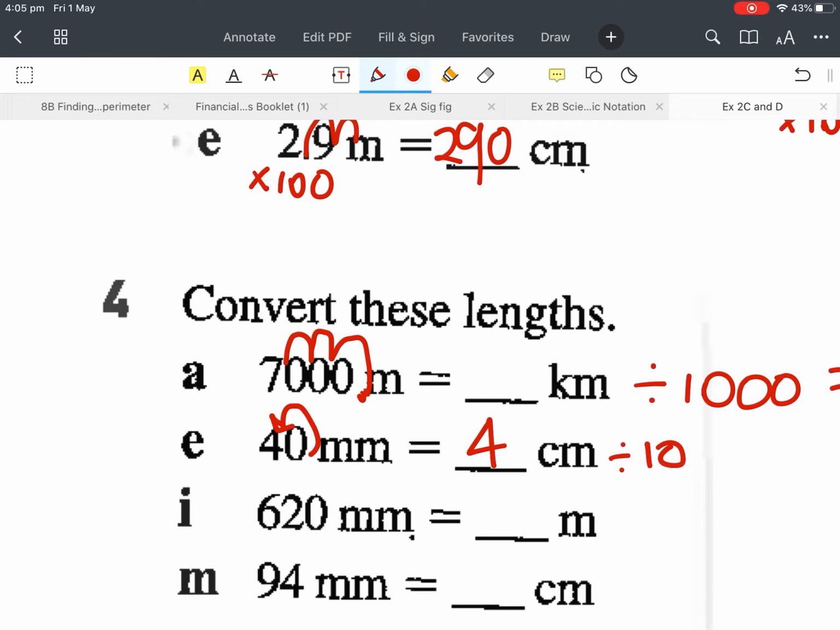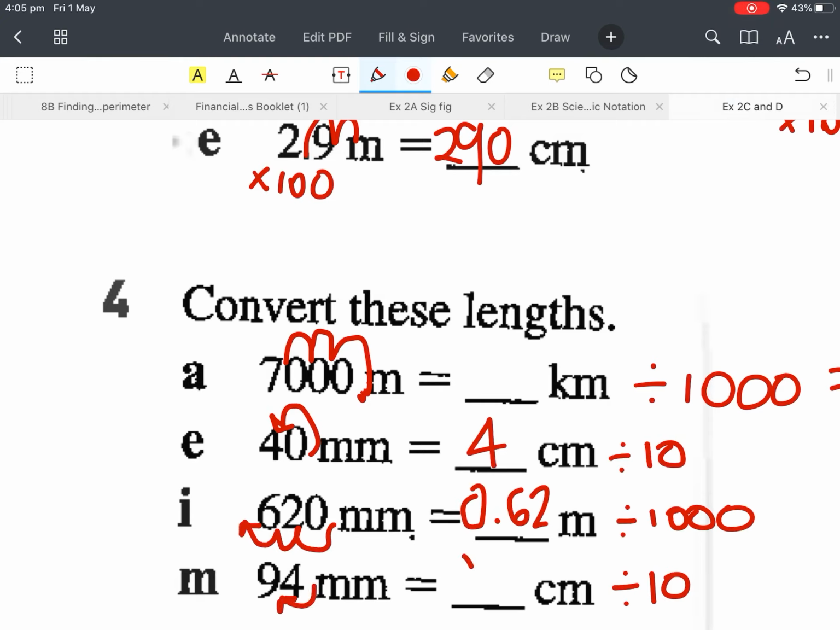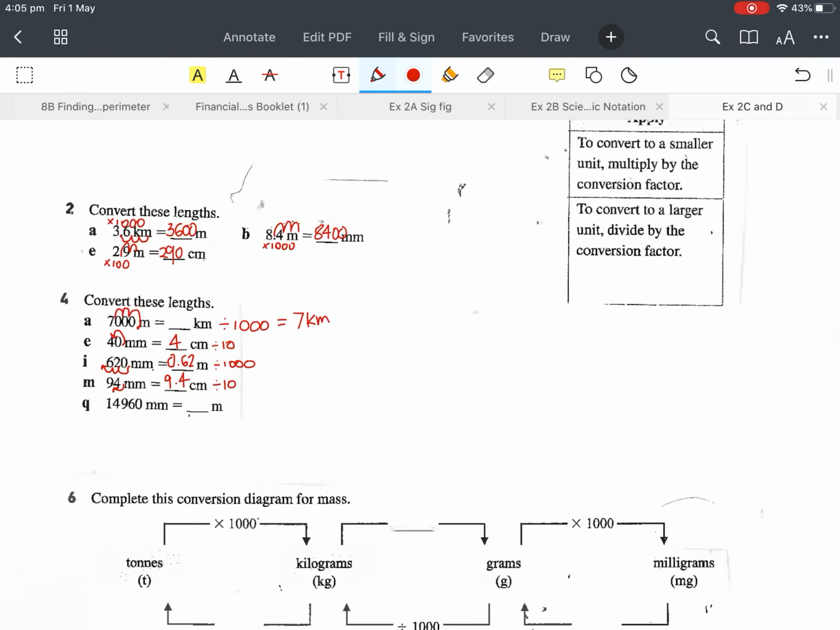620 millimetres to metres, so millimetres to metres, I'm also again going to divide, and there are 1,000 millimetres in a metre, so 1, 2, 3, I'm going to jump towards the left from the very end, so that gives me 0.62 metres. And millimetres to centimetres. So again, I believe I'm dividing. Yep, millimetres to centimetres, and there's 10 millimetres in every centimetre. So I am going to jump one space. 9.4 is my answer. Hope you're going as well with me.